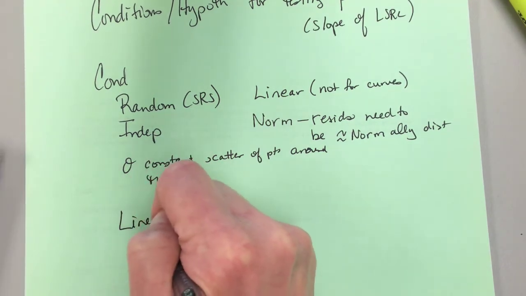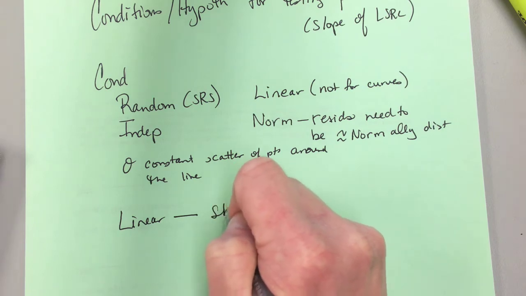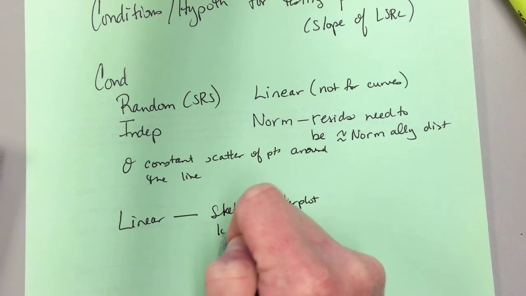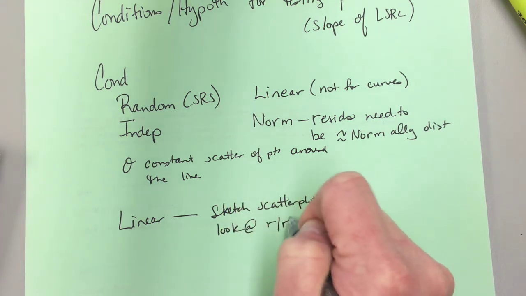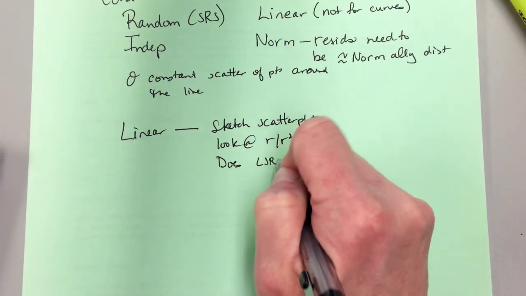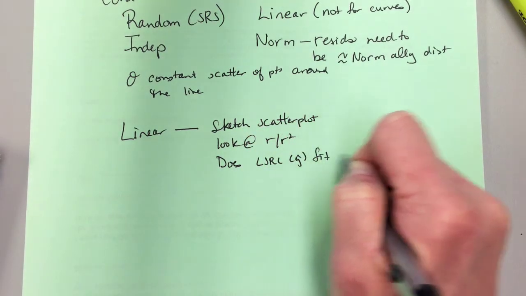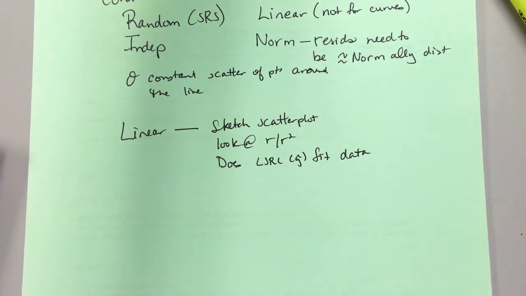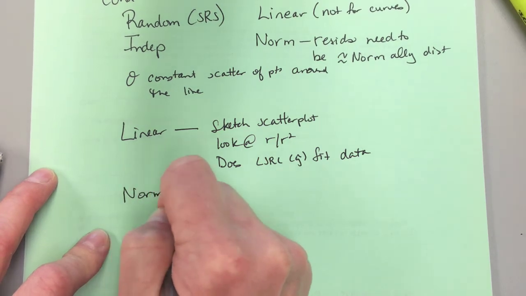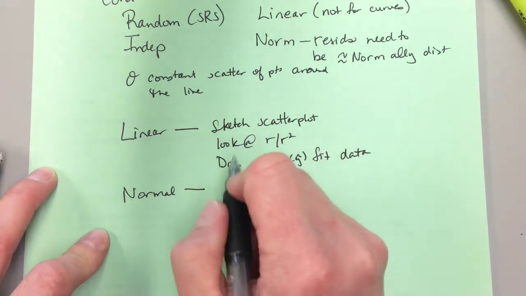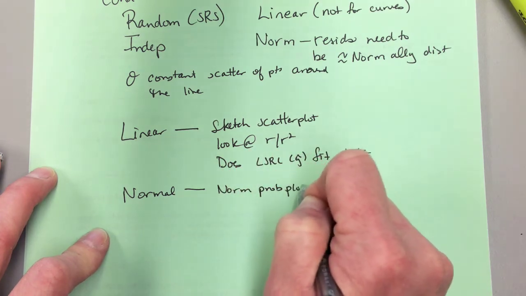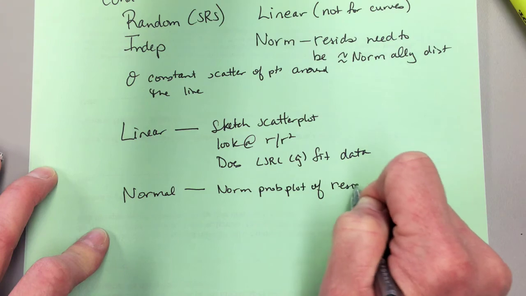To determine if something is linear, sketch your scatter plot. Look at R and R squared. Does your LSRL of y hat fit the data? Just look, you'll know. For the normal, I'm going to walk you through that real quick. What we can do is something called a normal probability plot of your residuals.